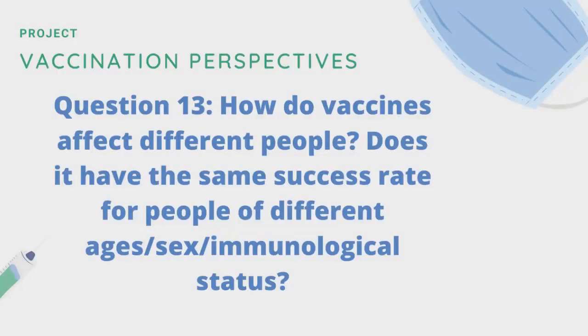How do vaccines affect different people? Or would it have the same success rate for people of different ages, sex, immunological status, or so on? Right. So that's another really great question. Also a little bit complicated because you have different variables here, and you're also asking about vaccines in general, plus the coronavirus vaccine, I guess, specifically.